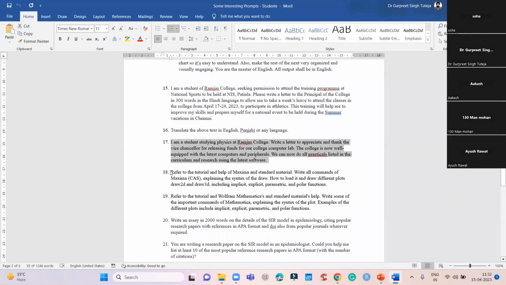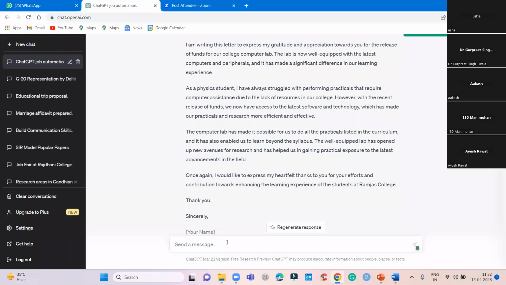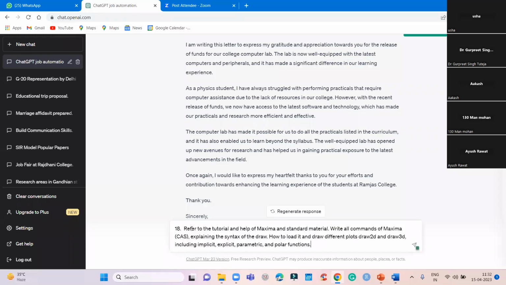Now, those who are students of mathematics honors must be studying either Mathematica or Maxima. Don't think that I use this in teaching in the class, but many times when I don't find anything, I ask ChatGPT to search it for me. Refer to the tutorial and help of Maxima and standard material. Always give this prompt, otherwise it will pick up junk from anywhere any student has written.